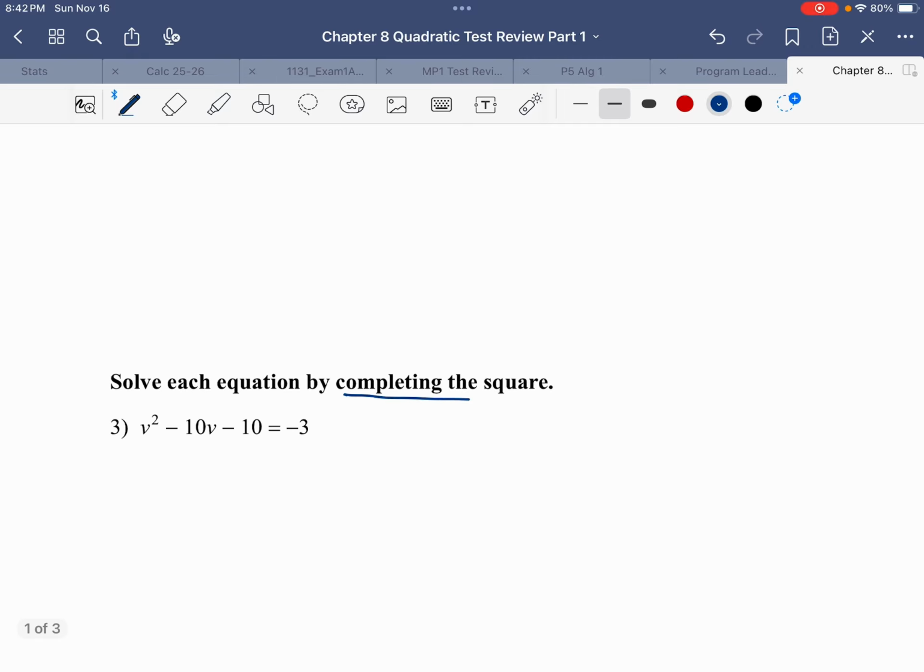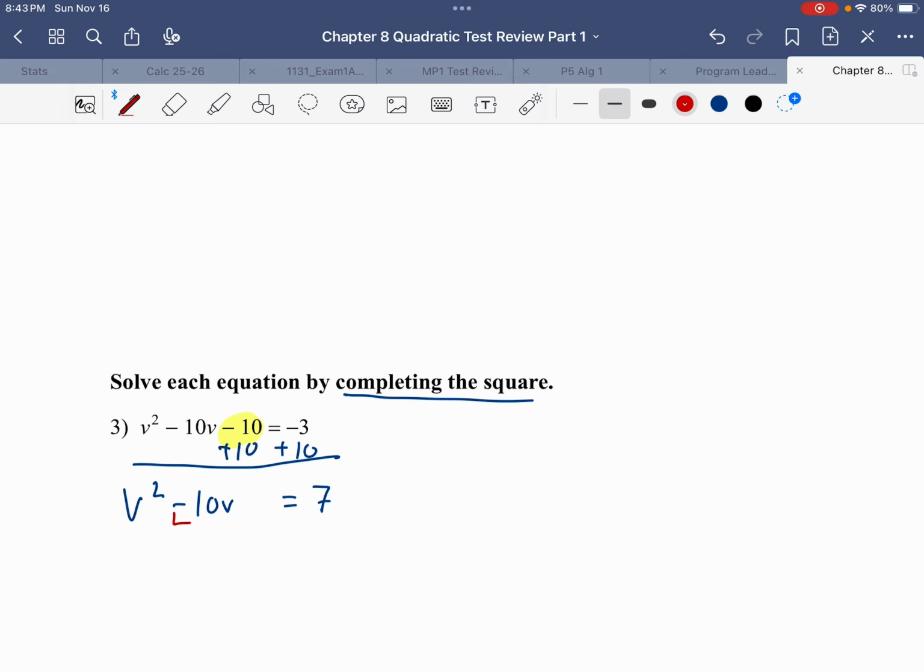When we're looking at completing the square, unlike the examples where we factor to solve the quadratic equation and the examples where we need to do the quadratic formula, we want to move the constants, in this case the negative 10, to the other side of the equation so that we can have just the variables isolated. So I'm going to add 10 to both sides. v squared minus 10v is equal to a positive 7.